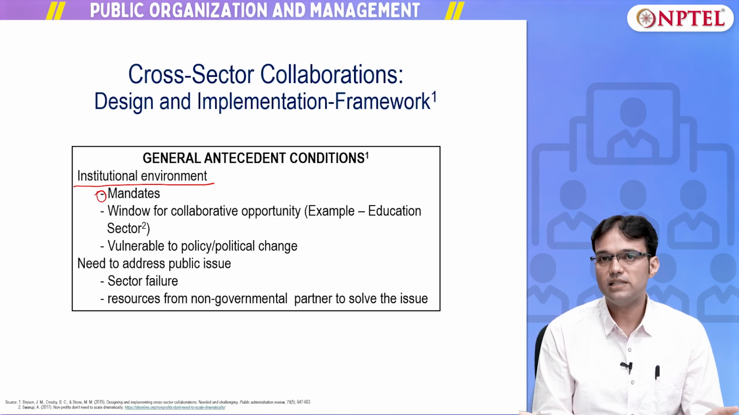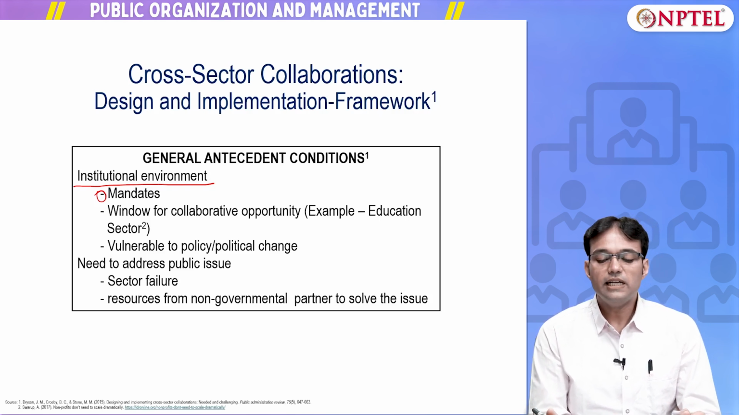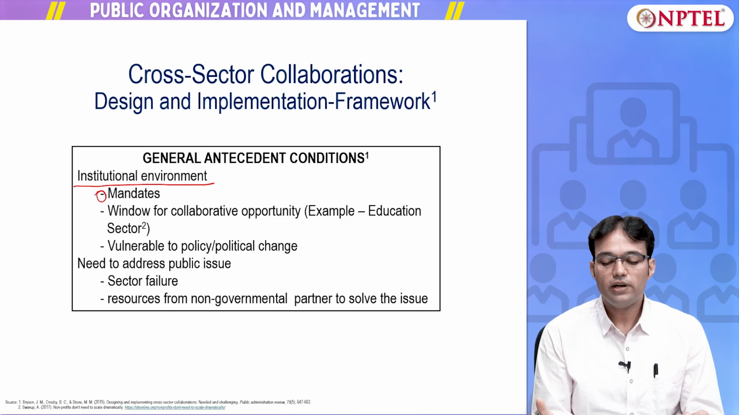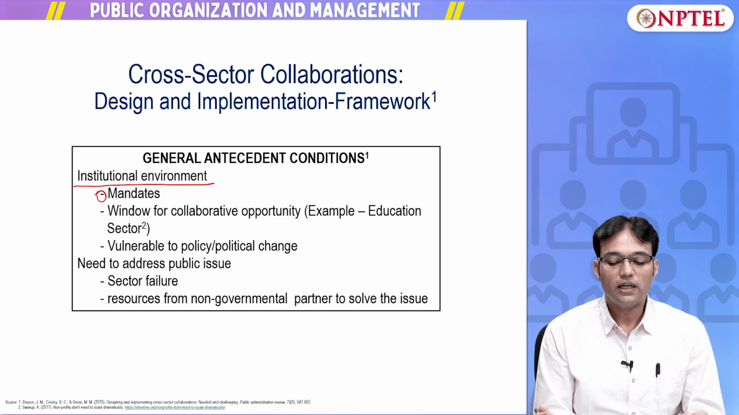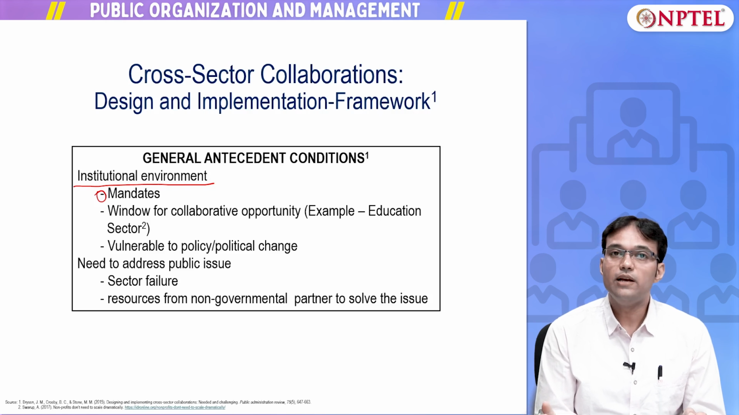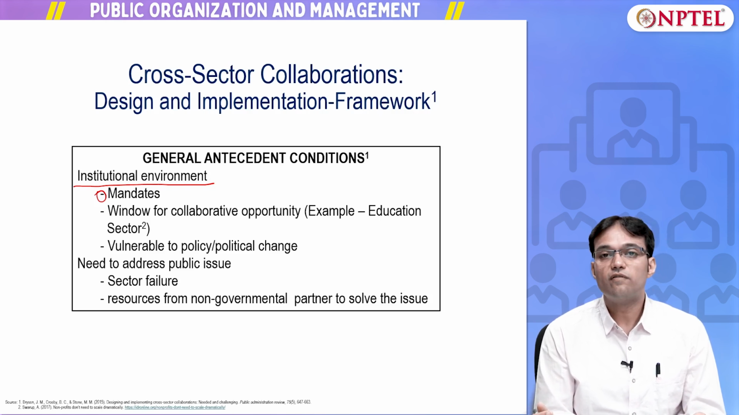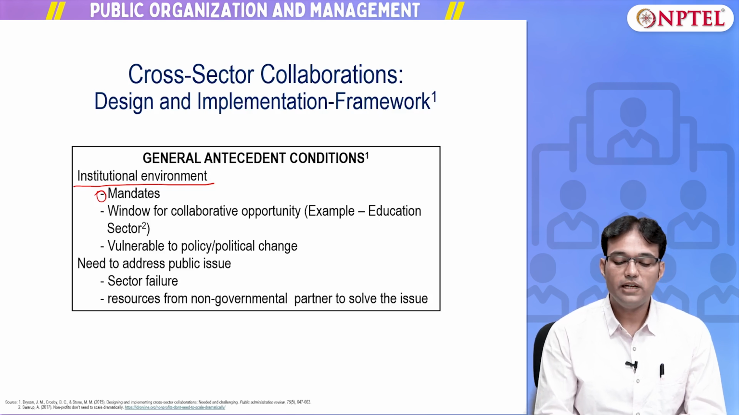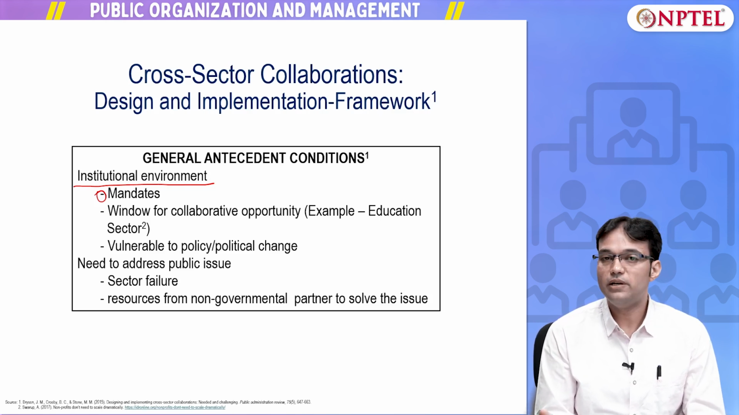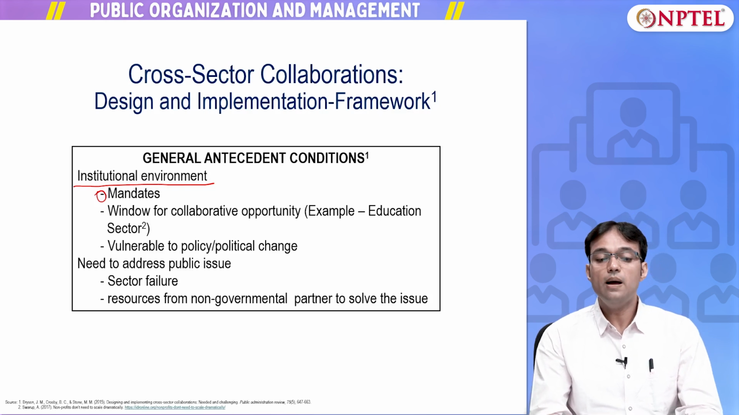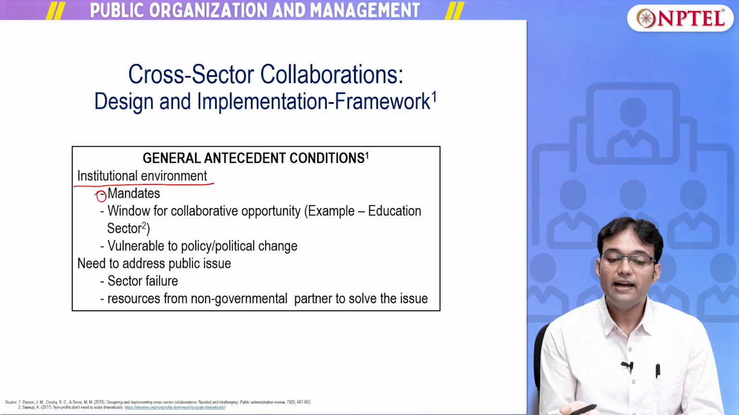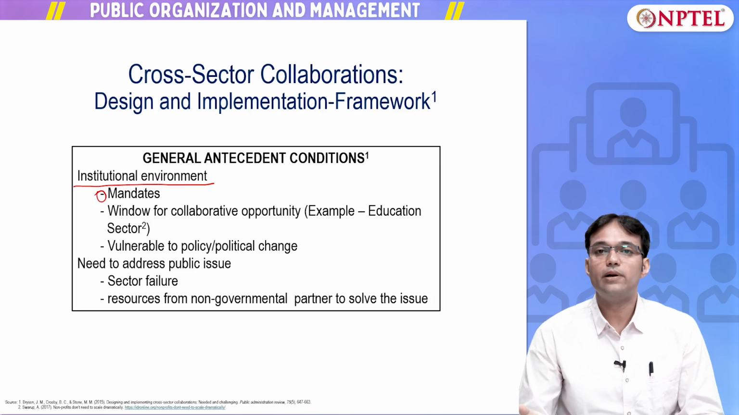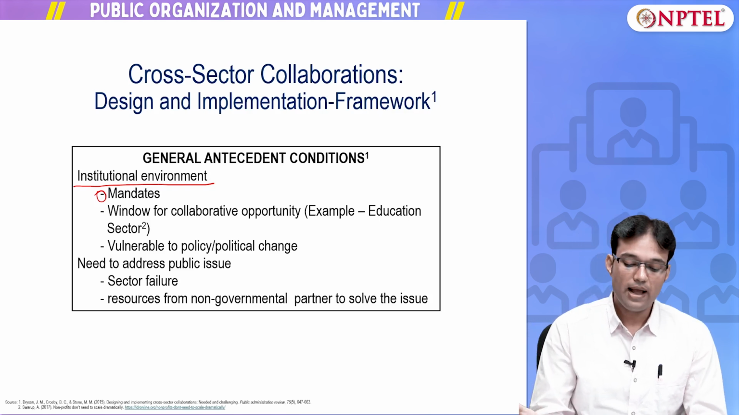Now, what do these mandates include? These mandates often include, as per the authors, officials with decision-making powers, membership in the collaboration, deciding performance indicators, and collaborative mechanisms such as accountability, tools for coordination and communication, or administrative controls. That's what we have also discussed in terms of the mechanisms, right? So, these are the antecedent conditions for cross-sector collaborations to happen.